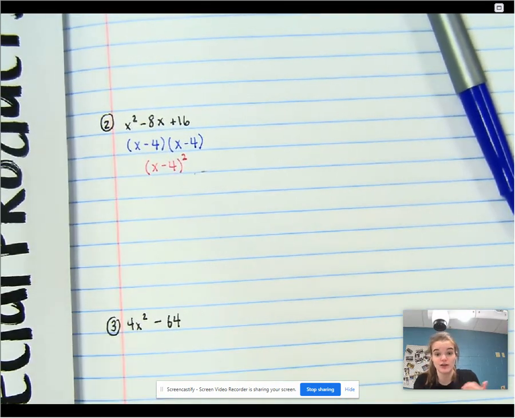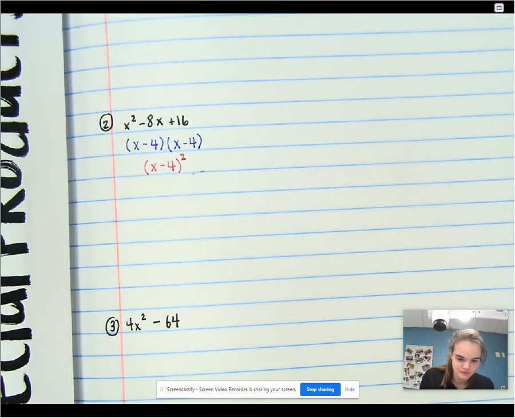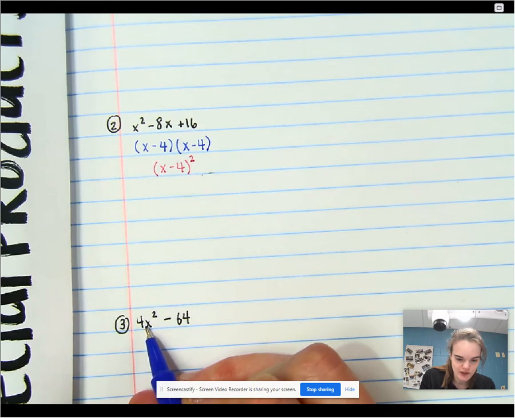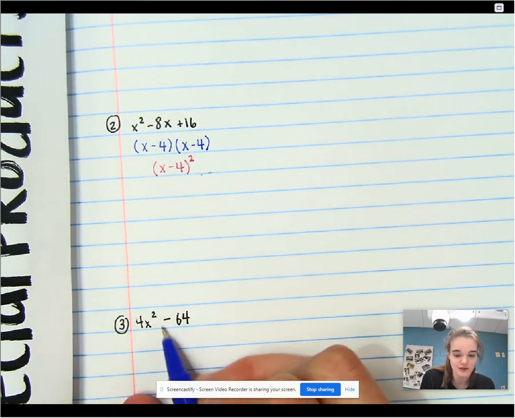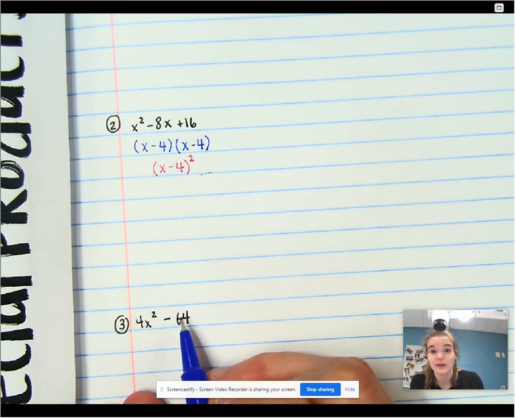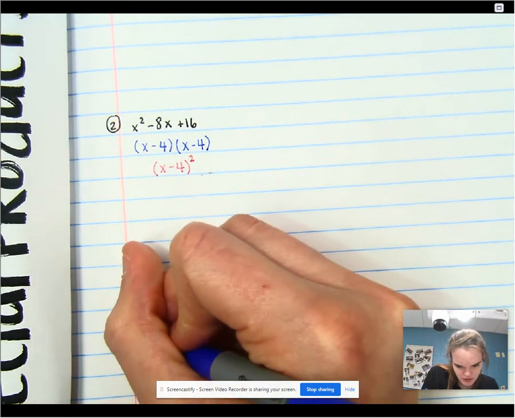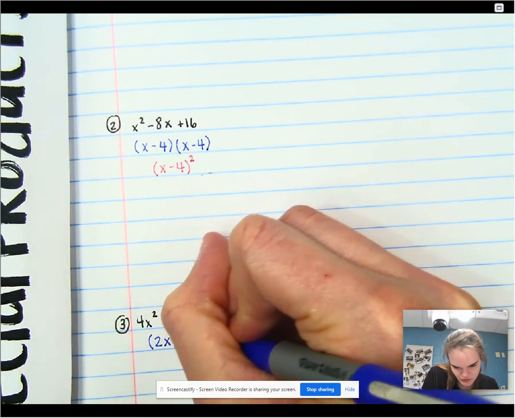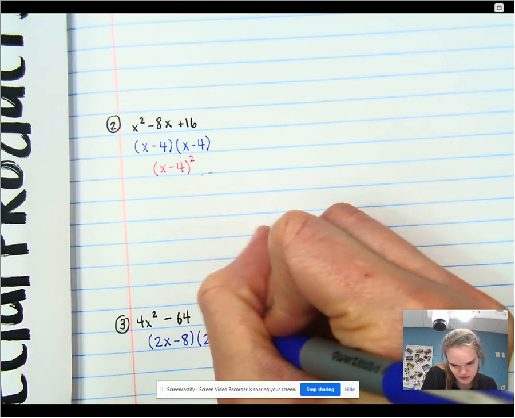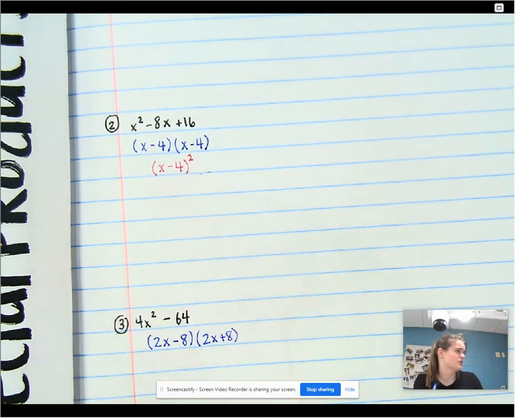You should have paused these and tried them. Square root of 4 is 2, so that is a perfect square. Square root of 64 is 8, so it's a perfect square, and it's a minus in between. If it is a plus in between, that doesn't work. 2x minus 8, 2x plus 8. And since they're not the same, remember, I can't write them as a squared.